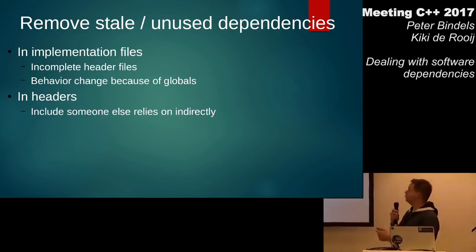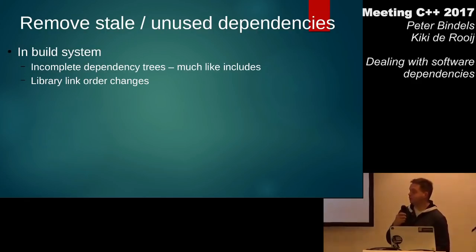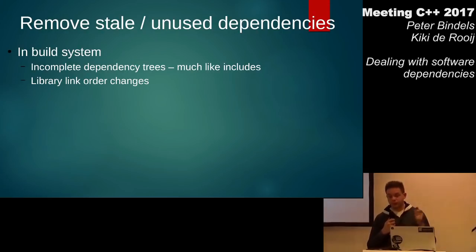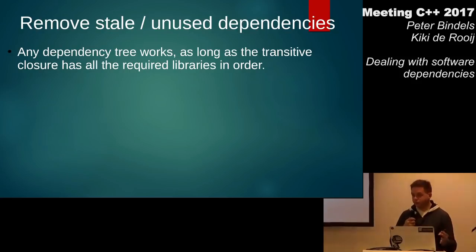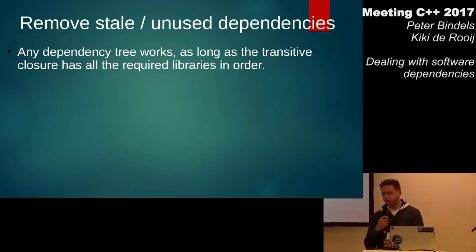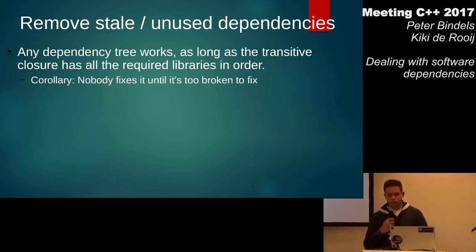There's also stale dependencies in build systems. And in build systems, the problem is a little bit more insidious. Because if we have an incomplete dependency tree, that doesn't need to mean that it stops compiling or linking. The library link order changes depending on what things you have and where they're coming from and who's specifying them. But in the end, as long as you have a dependency tree that has all the things that you need, it will compile. If there's 20 things in there that you didn't need, it still compiles. If the dependencies are coming from the wrong place entirely, it still compiles. And that basically means that nobody will fix it until it's so broken that you can almost not fix it anymore.